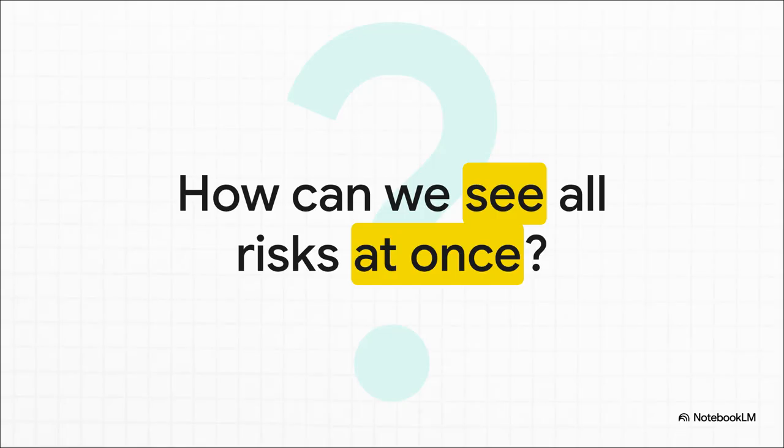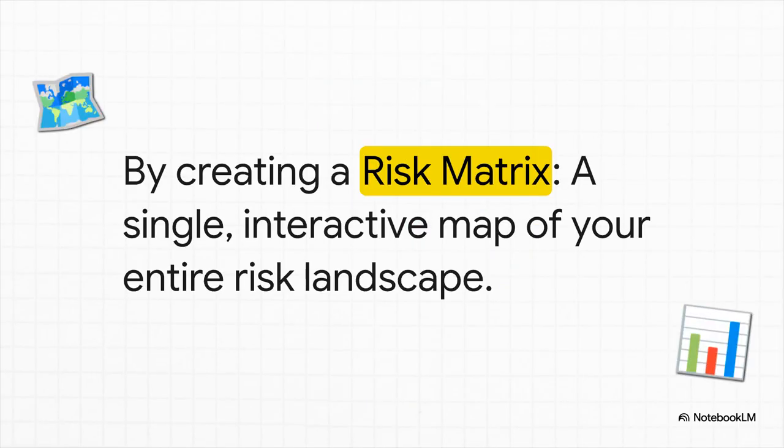But that kind of brings up a question, right? You've got all these different risks floating around. Operational, compliance, strategic. How on earth can you see them all at once without your brain just melting? And the answer is by creating what's called a risk matrix. Just think of it like a single interactive map of your company's entire universe of risk.